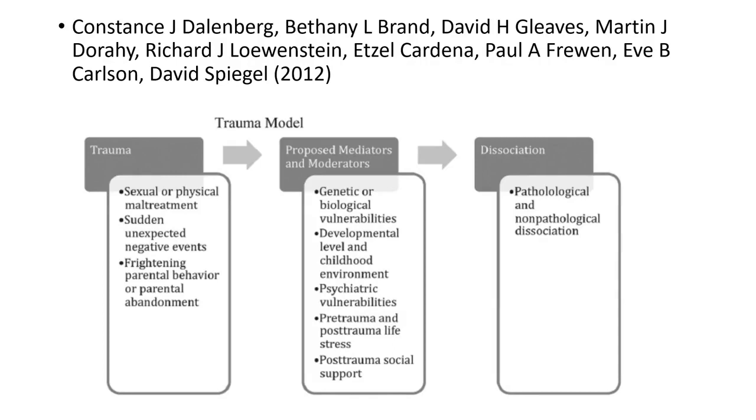Other mediators include pre-trauma and post-trauma life stress. In other words, if you have a stressful time before or after the trauma, that could lead to dissociation, or if you don't have that stress, you might not get dissociated. That's a general idea of that mediator. And post-trauma social support. So if you go through a trauma and you're very well supported afterwards, that might change the relationship so that trauma does not lead to dissociation. So this is their general model.